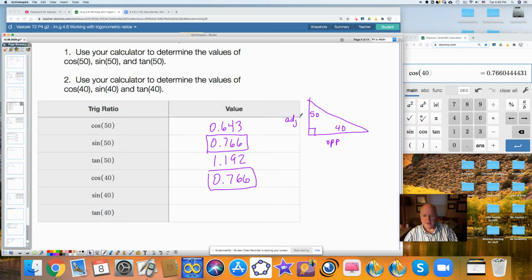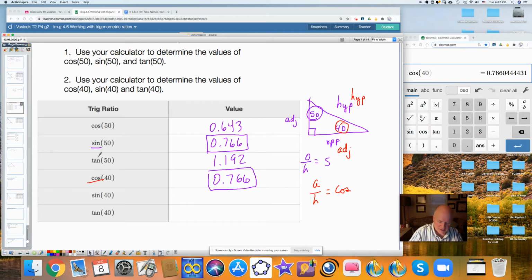Wait a minute. The hypotenuse is over here. That's from 50 as my reference angle. If I use 40 degrees, this would be the adjacent and the hypotenuse. Well, the ratio of the adjacent to the hypotenuse is the cosine. The ratio of the opposite to the hypotenuse is the sine.